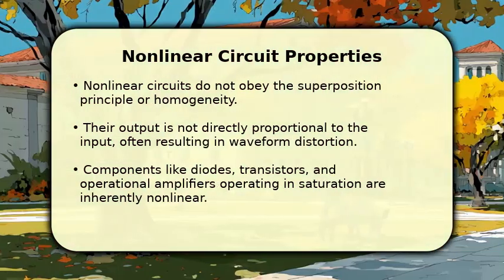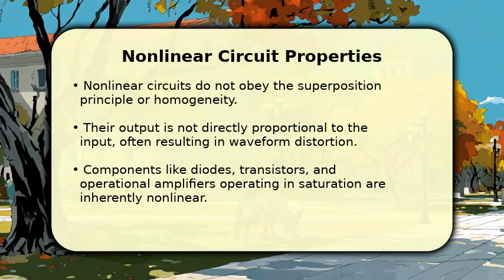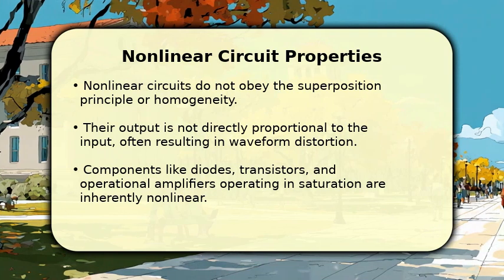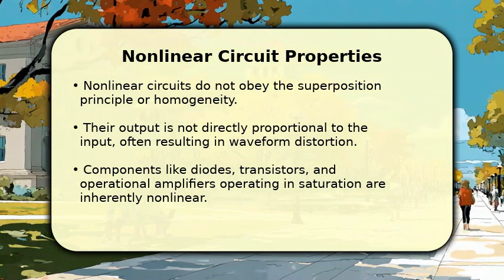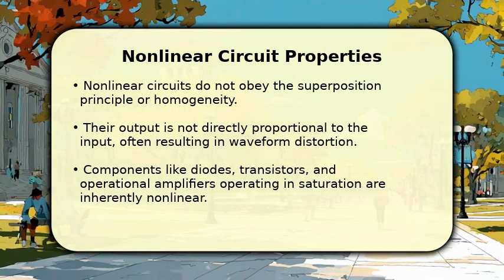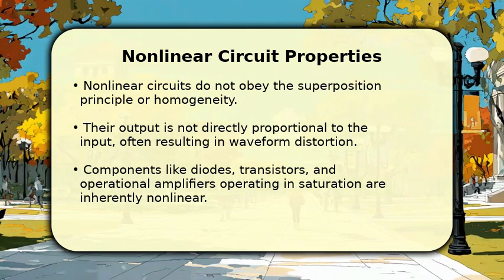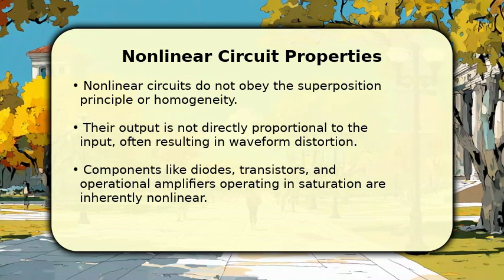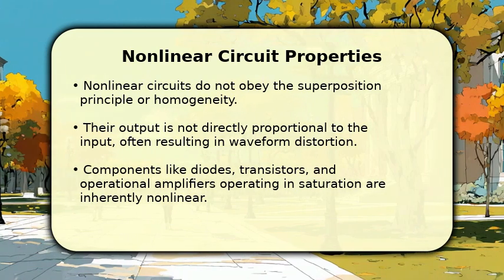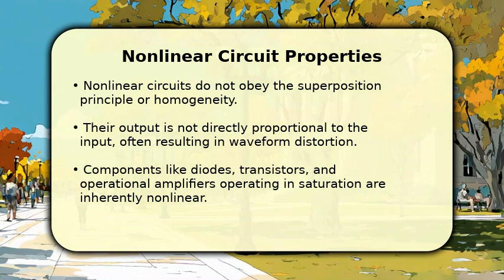relationship. In contrast, nonlinear circuits introduce a fascinating complexity. They do not follow the simple rules of superposition or homogeneity, meaning their output isn't just a scaled version of the input. Components such as diodes, transistors, and even operational amplifiers, when pushed beyond their linear operating regions, exhibit nonlinear behavior. This can lead to significant waveform distortion, but also enables crucial functions like rectification, amplification, and frequency mixing. For example, a diode only conducts current in one direction, a distinctly nonlinear characteristic.